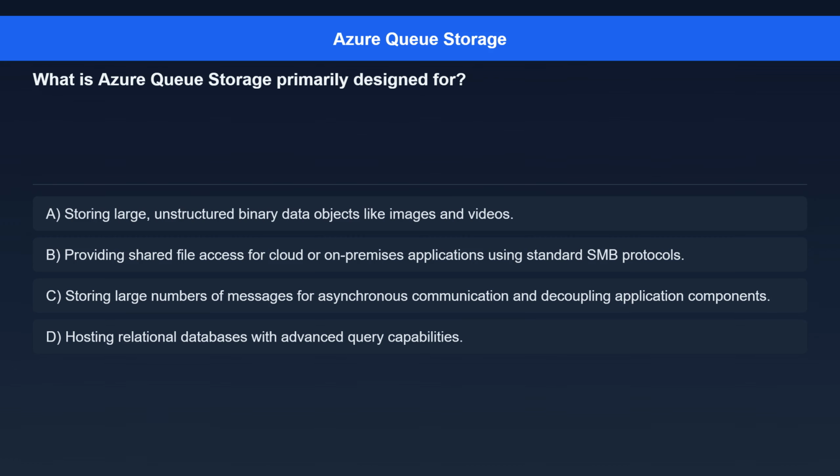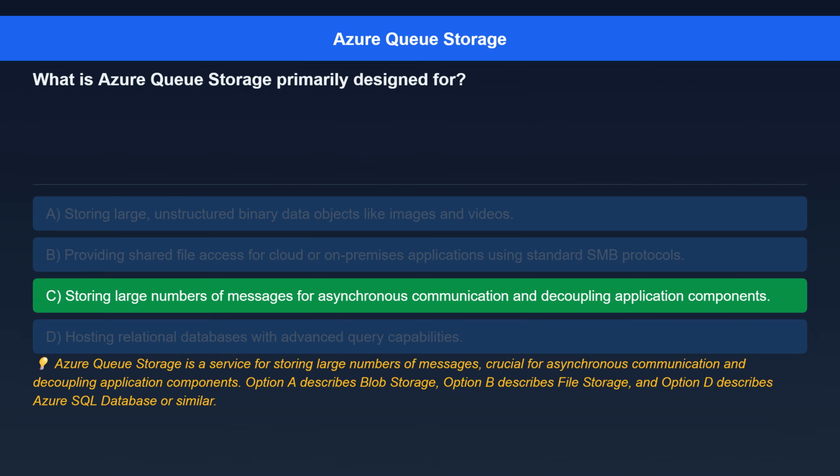Question 4. What is Azure Queue Storage primarily designed for? Option A. Storing large, unstructured binary data objects like images and videos. Option B. Providing shared file access for cloud or on-premises applications using standard SMB protocols. Option C. Storing large numbers of messages for asynchronous communication and decoupling application components. Option D. Hosting relational databases with advanced query capabilities.